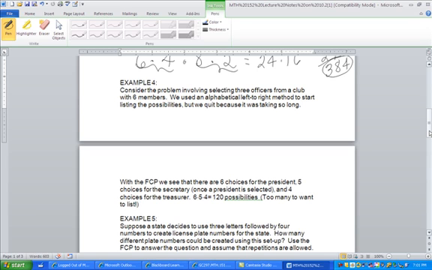All right, consider the problem involving selecting 3 officers from a club with 6 members. We used an alphabetical left to right method. That was that long one, listing the possibilities, but we quit because it was taking so long. So, with the fundamental counting principle, there are 6 choices, A through F, for the president. Once the president is selected, there are only 5 choices left for the secretary. So we've now removed 2 people. One's the president and one's the secretary. So we have 4 choices for the treasurer. So we get 6 times 5 times 4, or 120 possibilities in all. Wow. Way too many to want to list out.